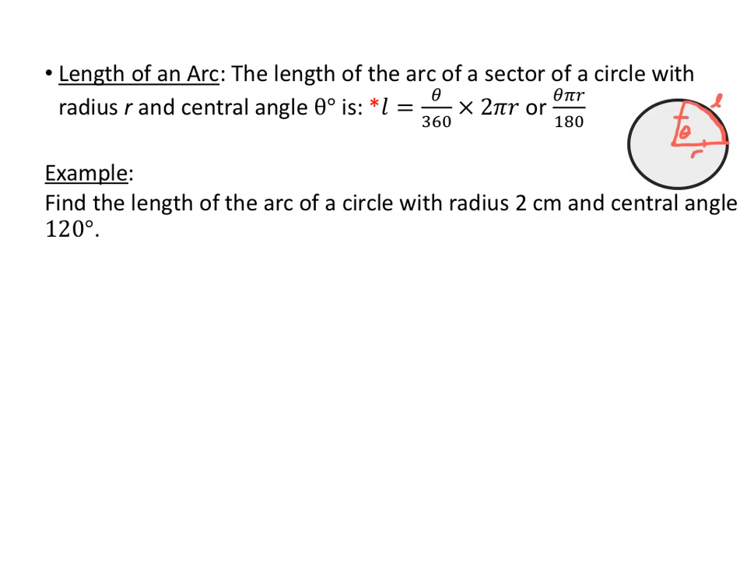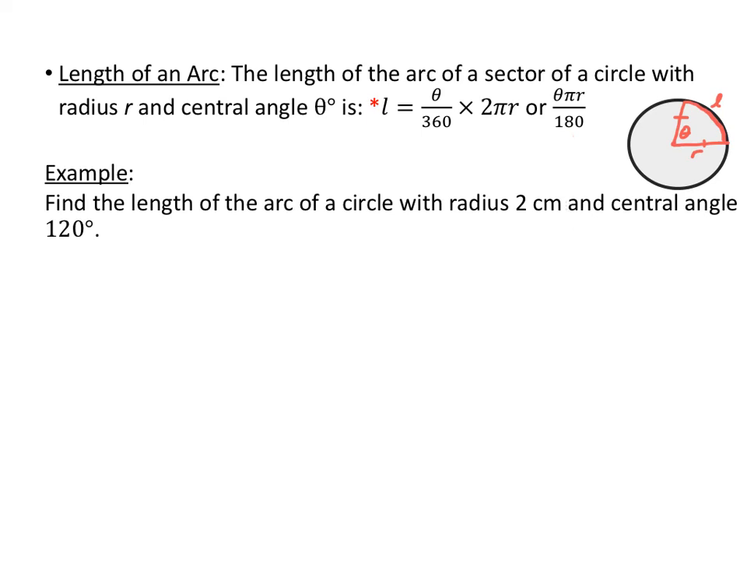The last part of section 1.6 is length of an arc. If you have a circle and you cut out just a piece of it here, this is called a sector. And the part that's on the circumference, that's called an arc. So if you want to find the length of this arc, the arc length, then whatever this central angle is, we call this Greek letter theta, and then your radius, then arc length is theta over 360, because you're just taking a part of the whole circle, times your circumference, 2 pi r. Or if you simplify it, it would be theta pi r over 180 degrees.